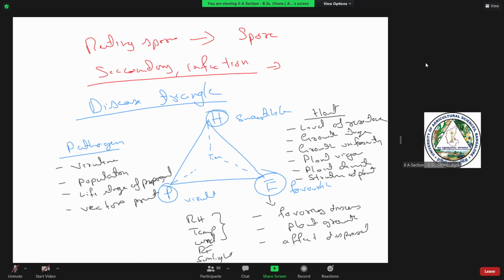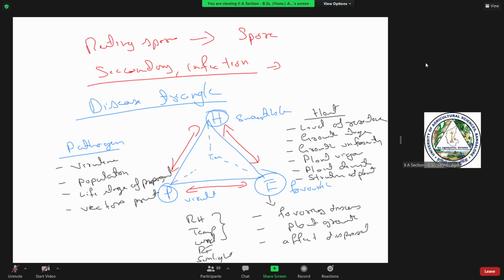So remember, whenever we talk about the disease triangle, the length of each side is proportional to the sum total of characteristics of each component that favors the disease. That is, the length of each side is proportional to the sum total of characteristics of each component that is going to favor the disease. It means every component has to be in equal length. It should be proportional.